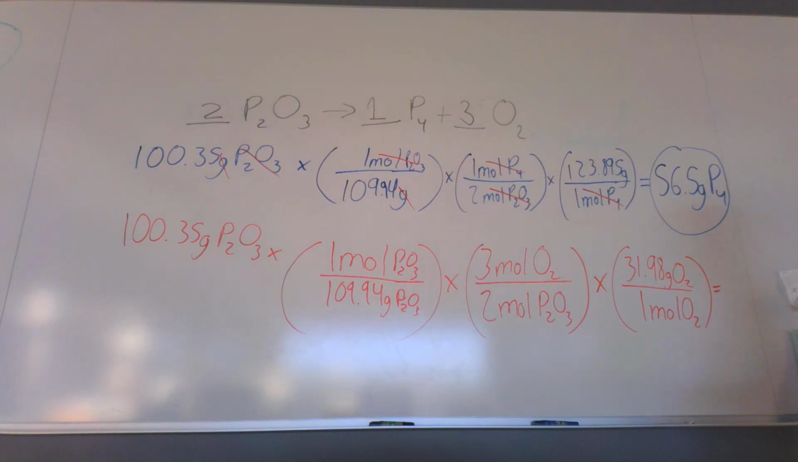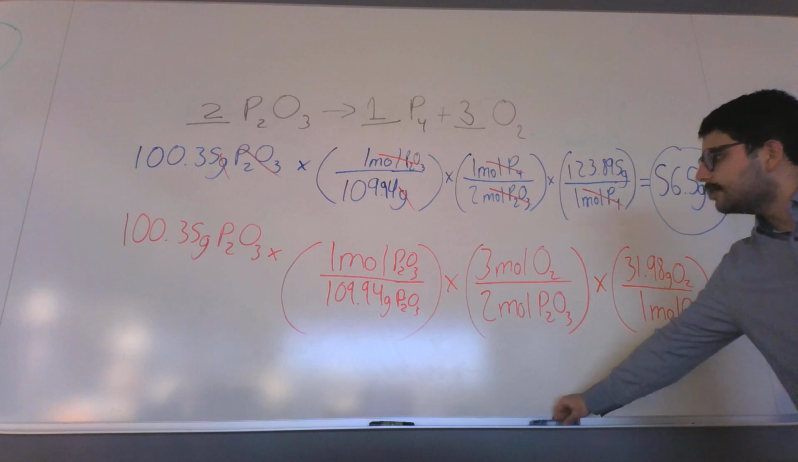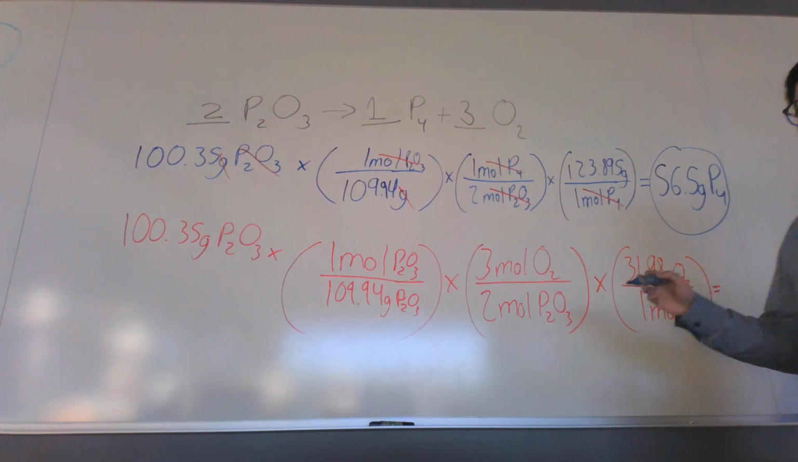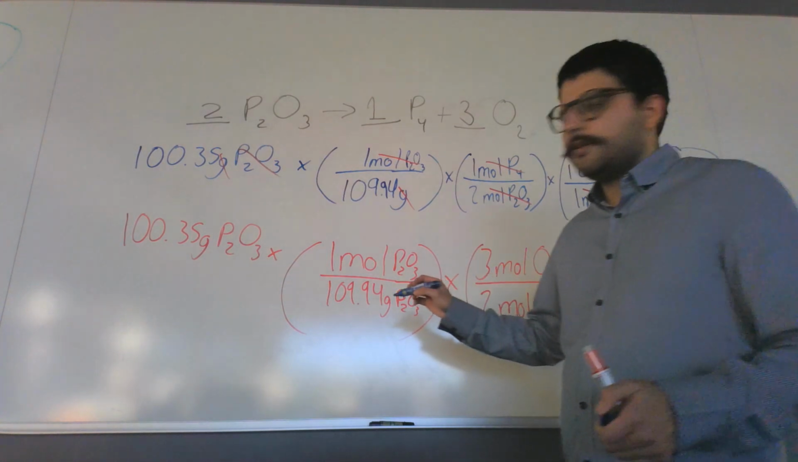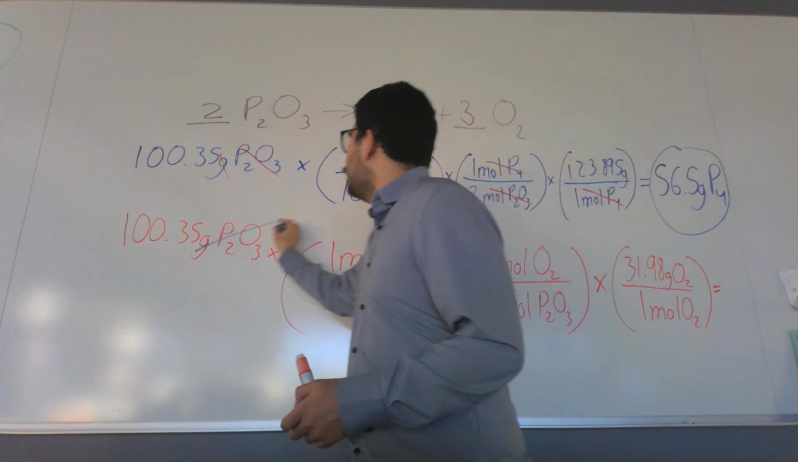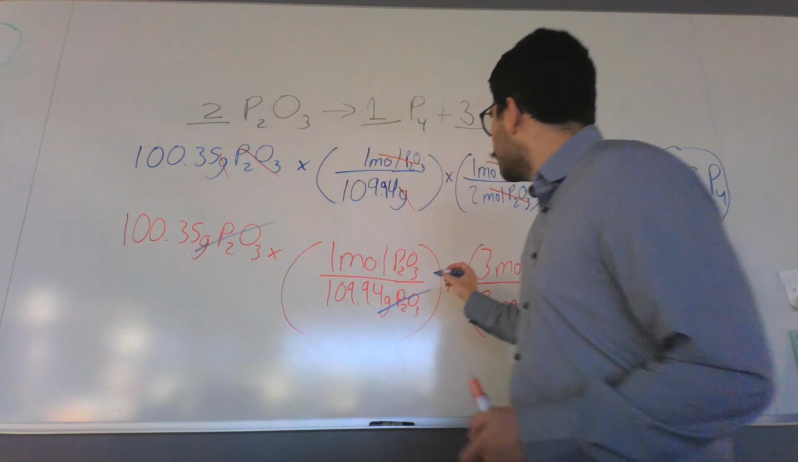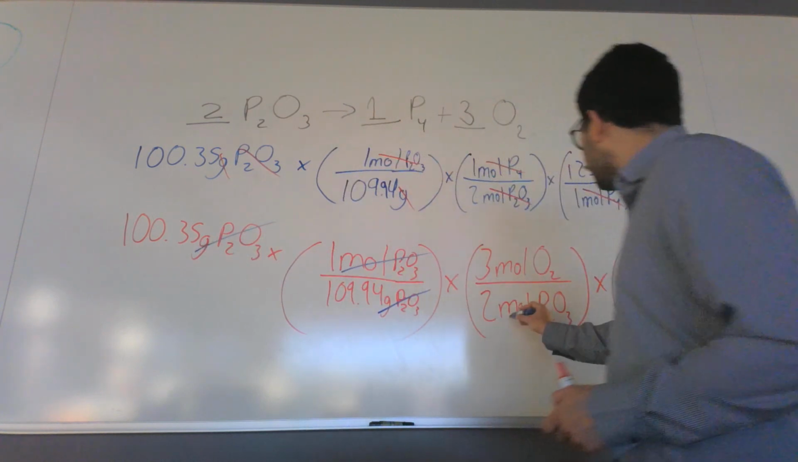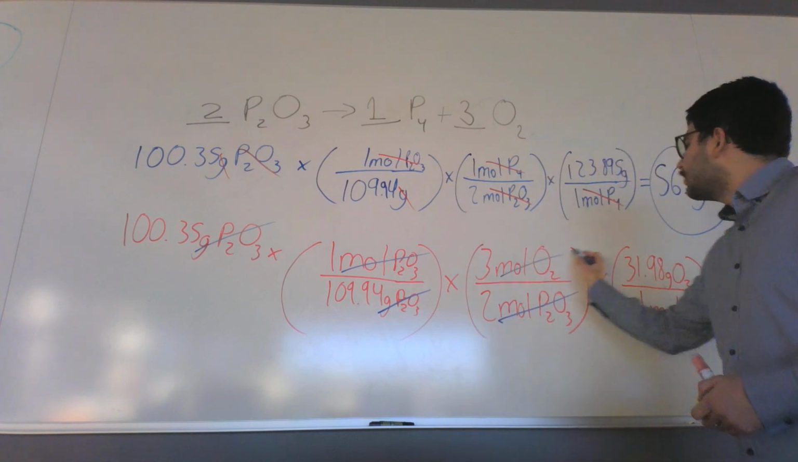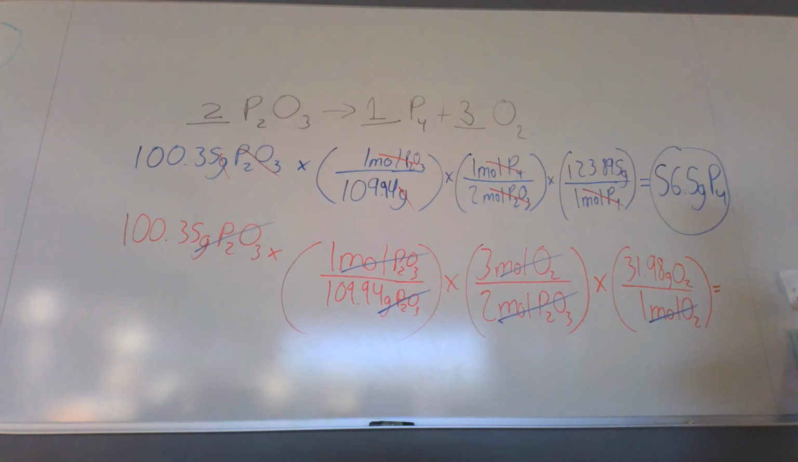If we follow this process, again, let's see how the units cancel out. Grams of P2O3 cancel out. Moles of P2O3 cancel out. And the moles of oxygen cancel out. So the only unit we're left with is the grams of oxygen.